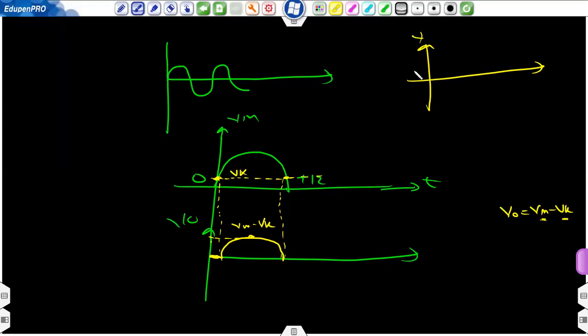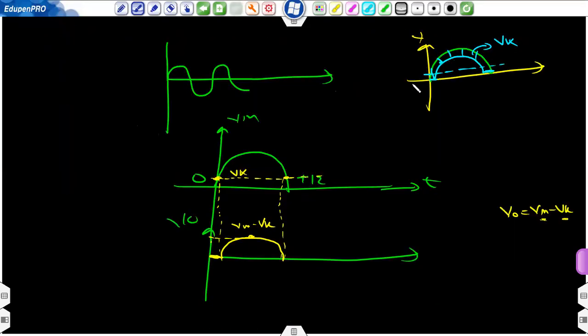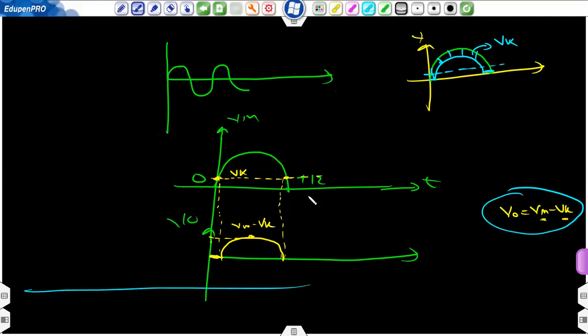So let's draw the input waveform in green. This is your input waveform, and this one in blue is representing your output waveform. Up to Vk it is 0. Then it follows your input waveform, then again it is 0. So this difference is of Vk, and this is Vin minus Vk. When you are using an ideal diode, V0 will be exactly equal to Vin. When you are using a real diode, V0 will be equal to Vin minus Vk. The difference of Vk is there. And for the negative half, the output is 0, like this.